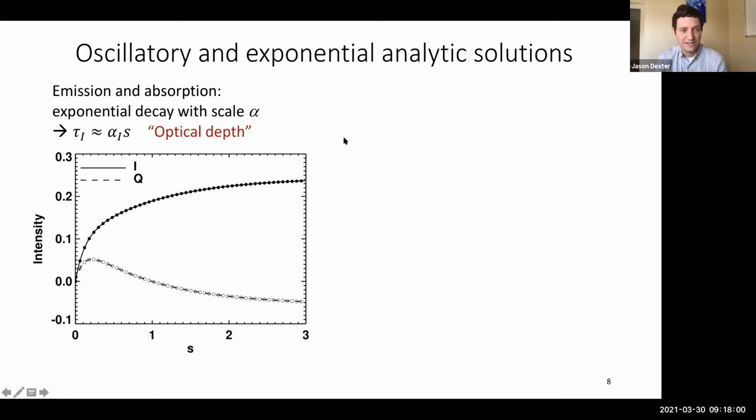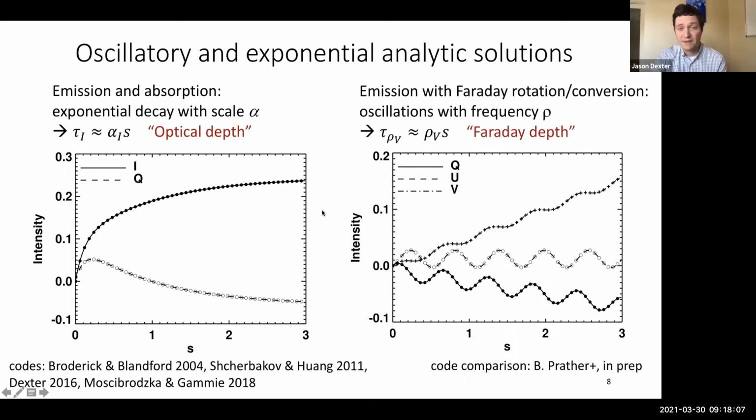For instance, what sets the photosphere of an object, a star or some other radiating object. Okay, what maybe is less familiar is a solution of pure Faraday effects, pure off-diagonal terms. And here we can define an analogous quantity, the Faraday depth, but the nature of the solutions is qualitatively different.